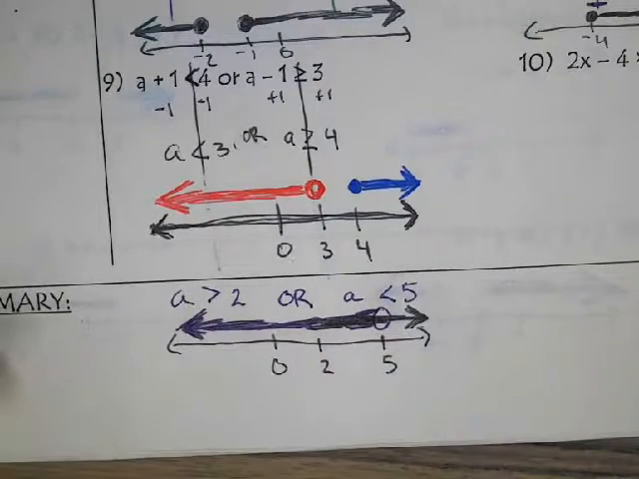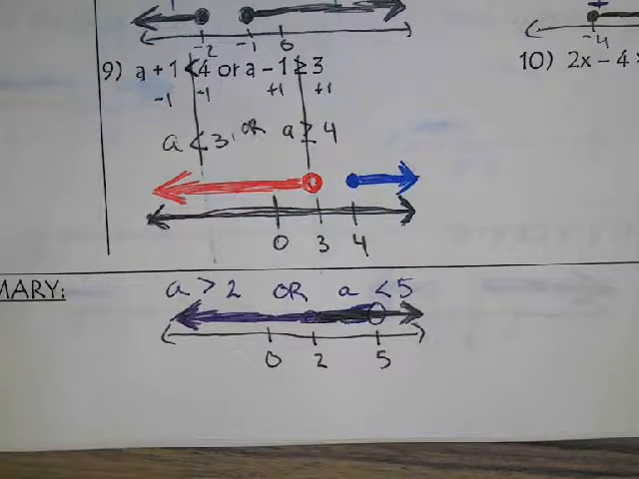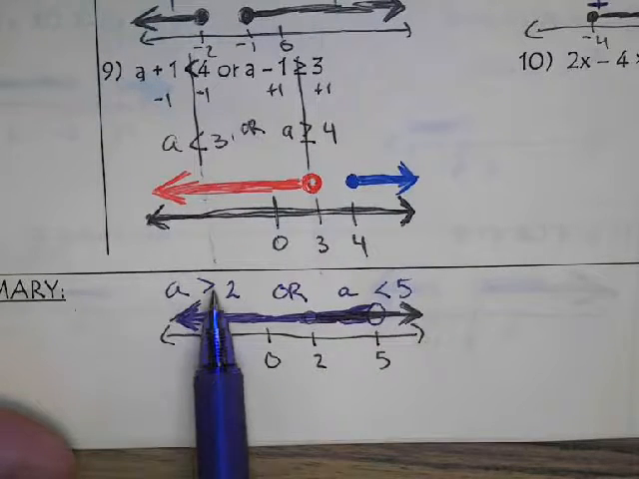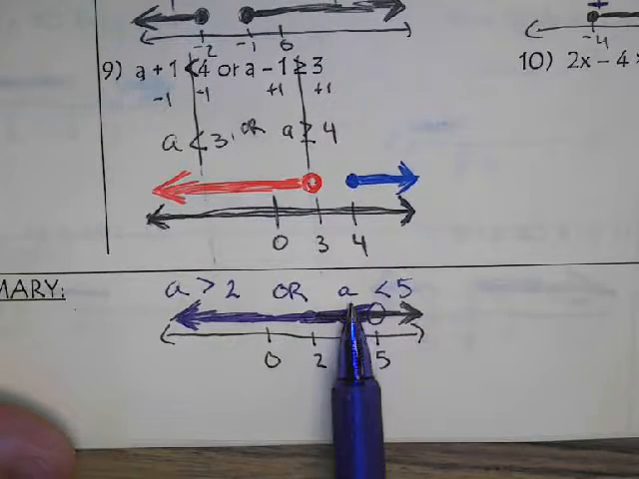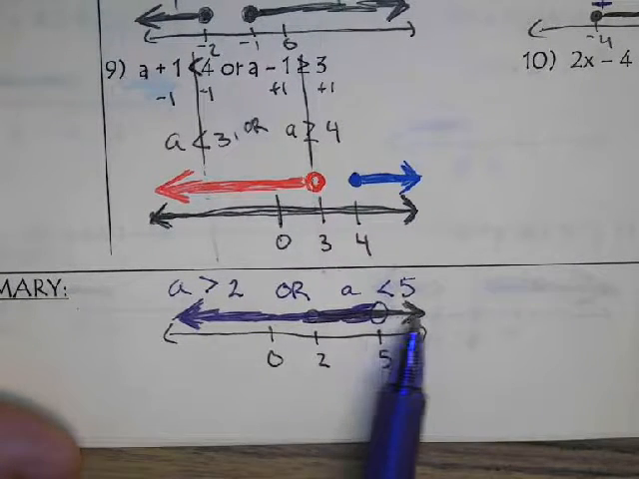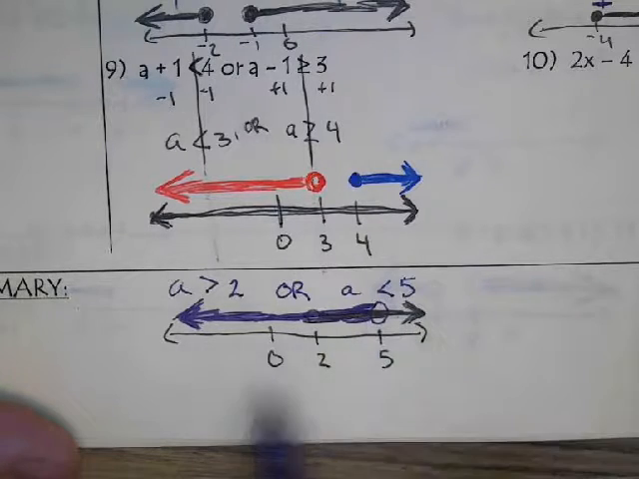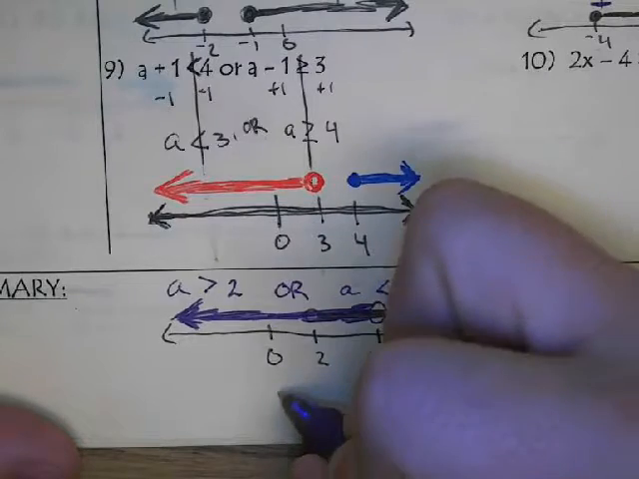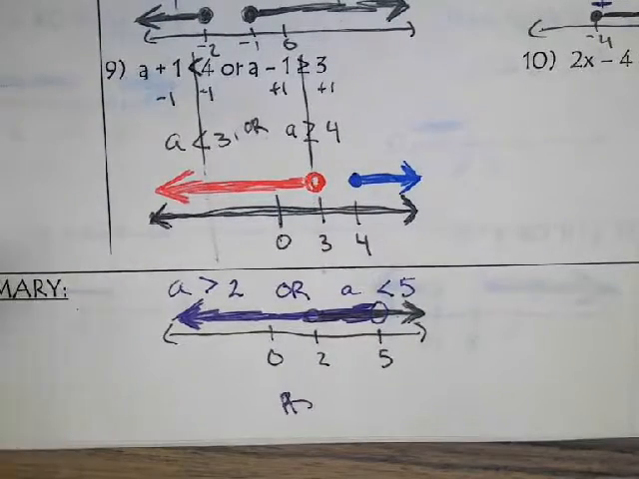So, the question is, what did I end up shading? What is my final answer? What can A be? Well, since it's an OR statement, A can be any number that is greater than 2 or any number that is less than 5. And when we look at the shading, I end up shading all the numbers. So when all this shading overlaps in OR statements, my answer is really all real numbers, because any number is now possible.